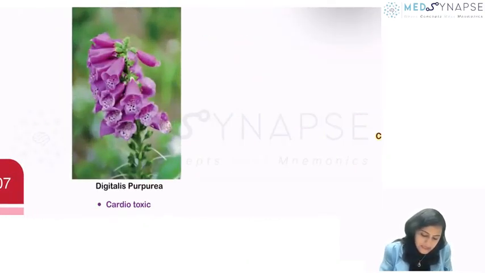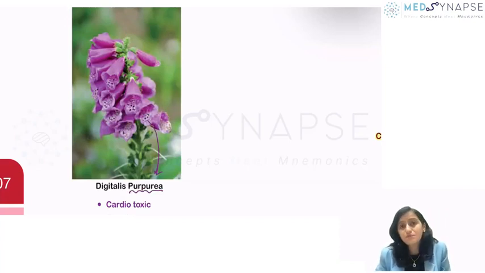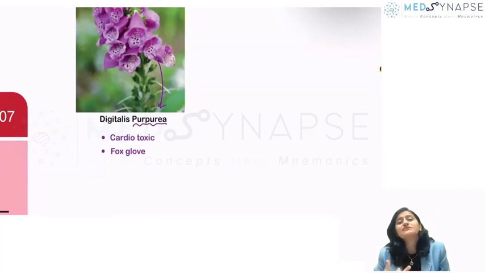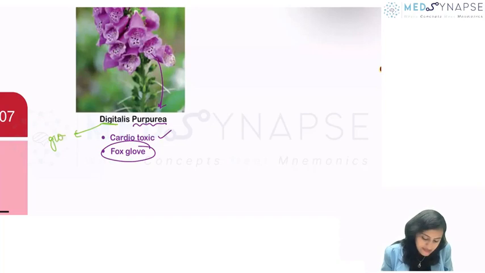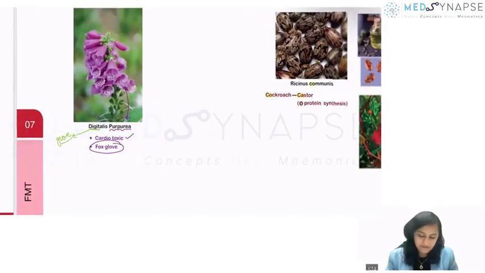What is this plant here? This plant which has the purpura जैसे appearance. Remember, purpura is Digitalis purpurea. Digitalis we know is cardiac, acts on the heart. It is cardiotoxic. The other name for digitalis is foxglove. Remember, in the digits, we wear the glove, right? Where do we wear the gloves? In the digits. So digitalis is foxglove, right?